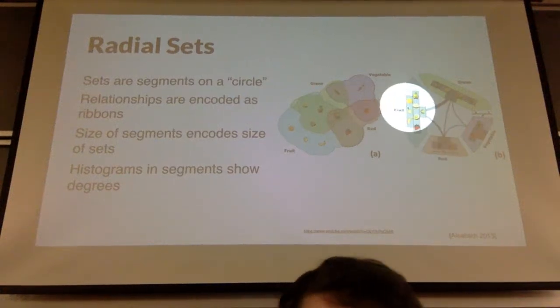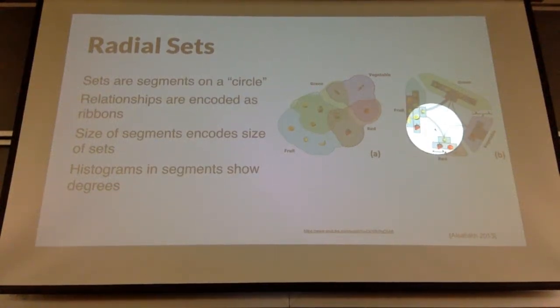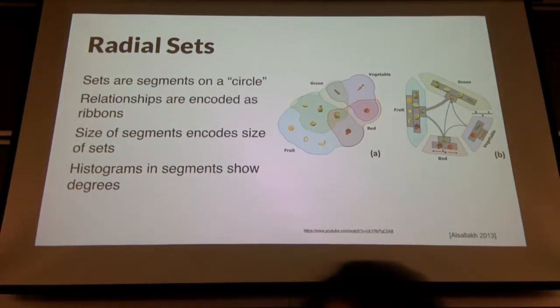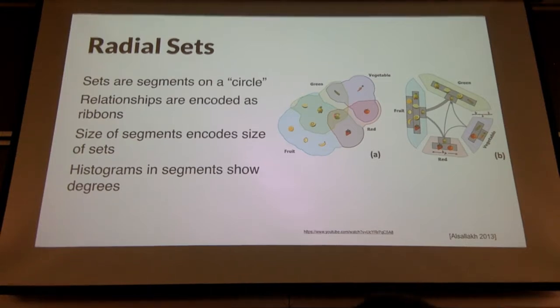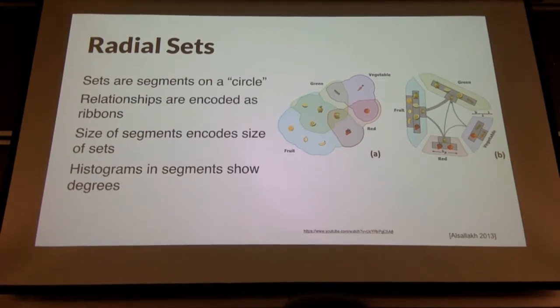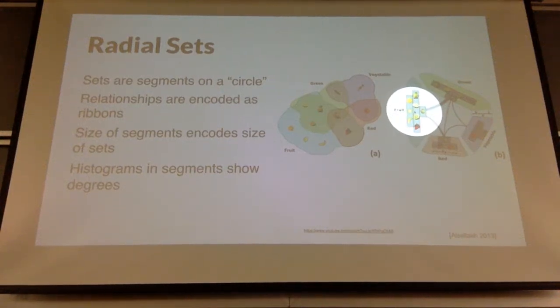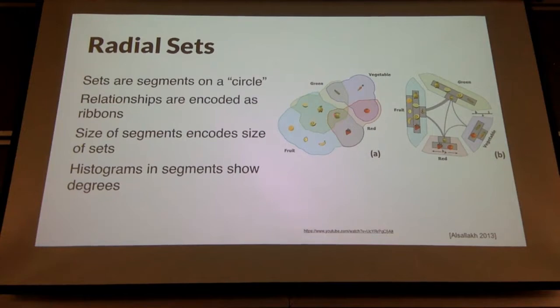There are some red fruits in the set here, but there are fewer than green fruit, and so on. So that kind of uses this course layout. This particular technique, radial sets, also has these histograms where the fruit here are only in this set, but not in any other set. The fruit here are in at least 2 sets, and the fruit here is in 3 different sets.